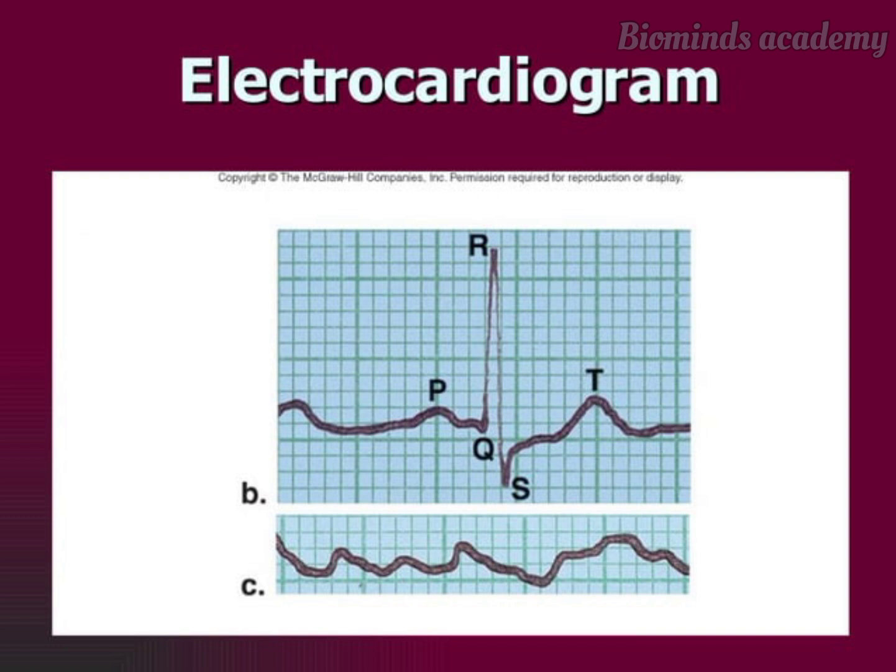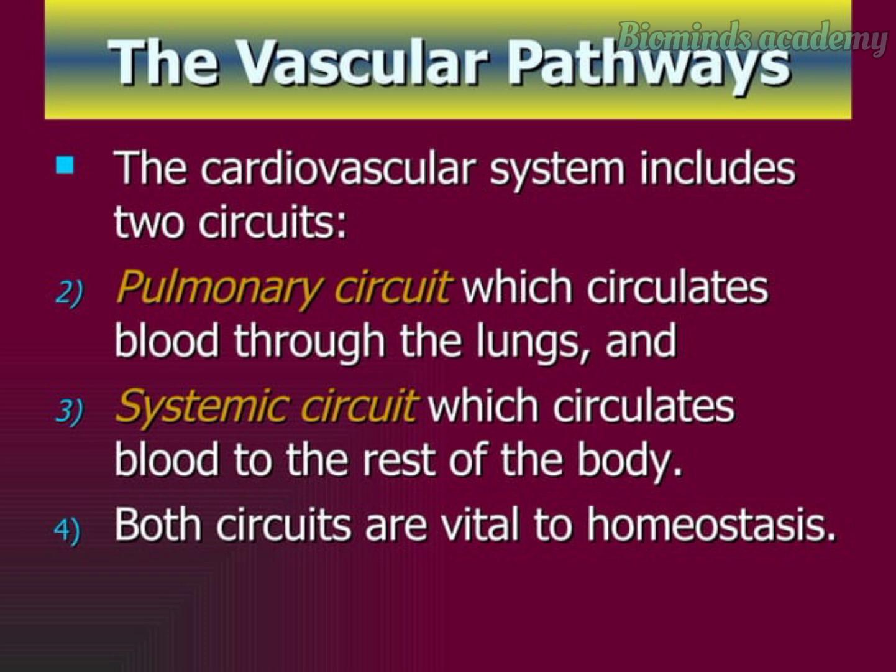And this overview helps in understanding the basic features and the significance of an ECG diagram. The cardiovascular system includes two circuits, the pulmonary circuit and the systemic circuit. Both circuits are important to homeostasis.